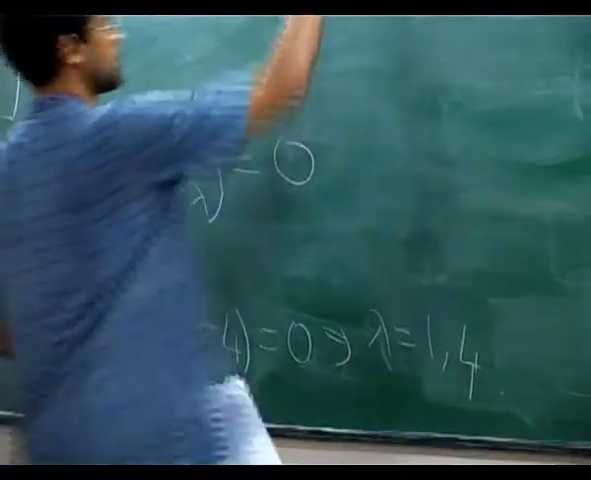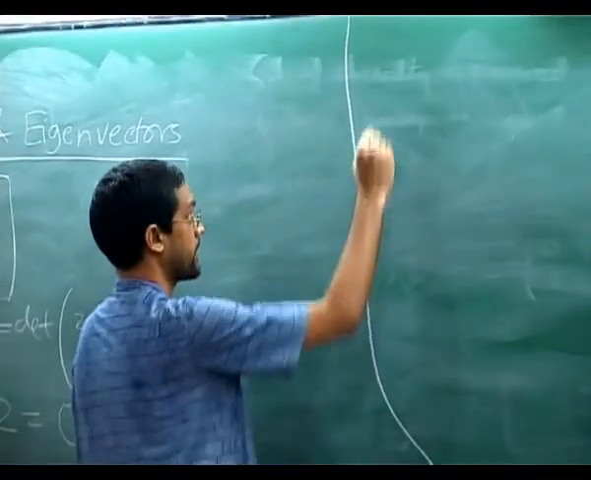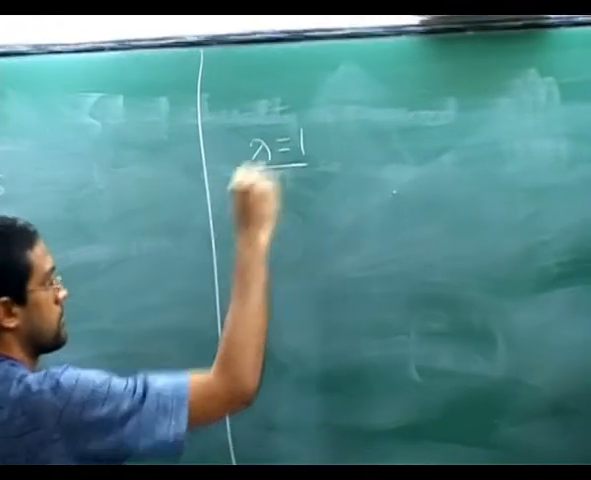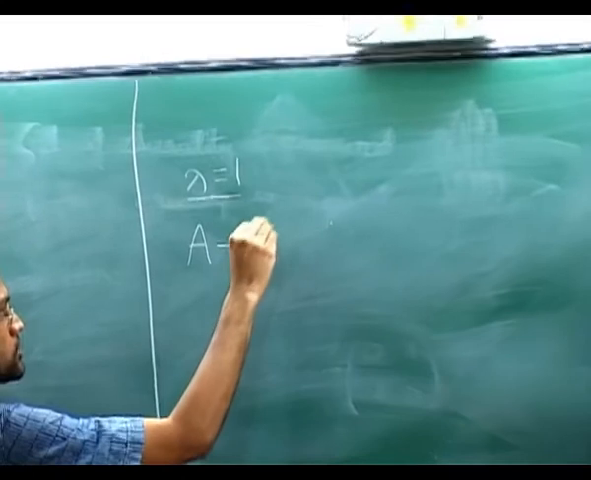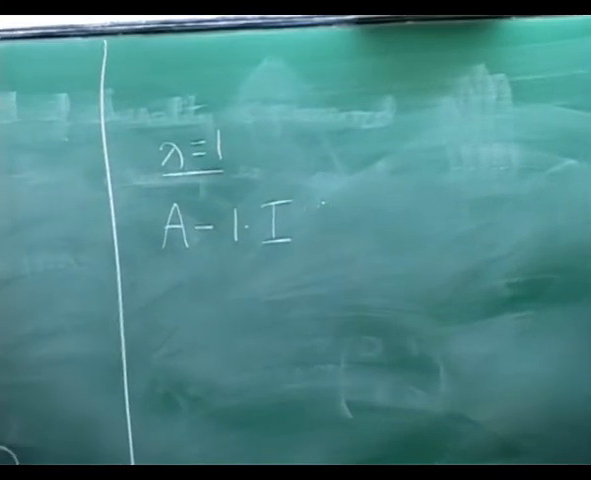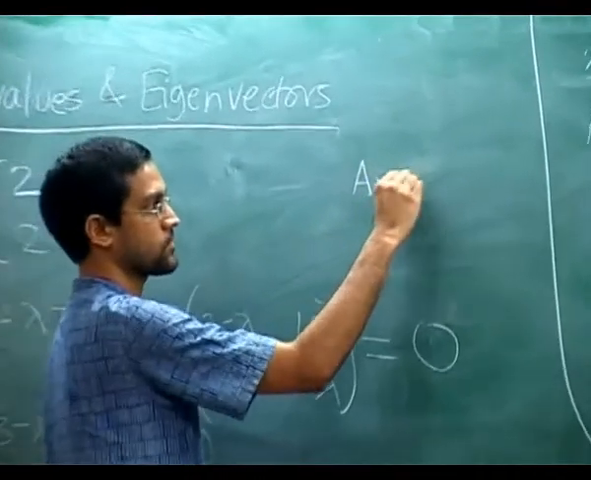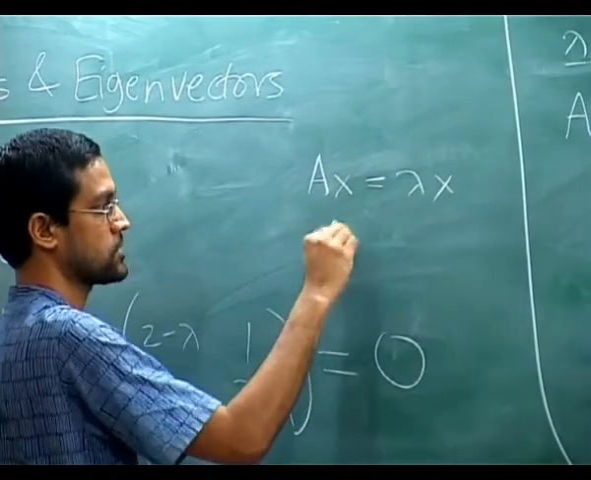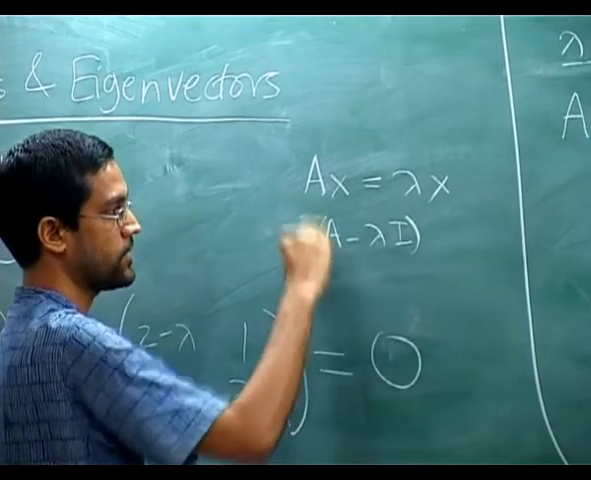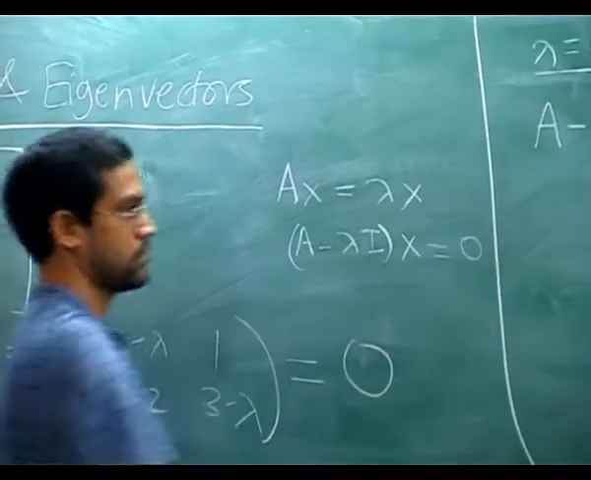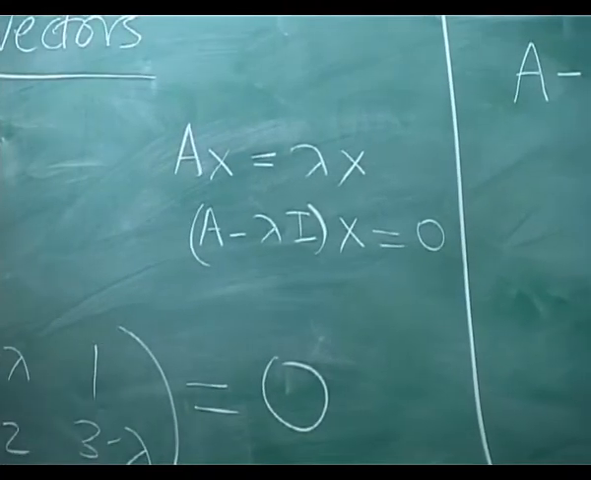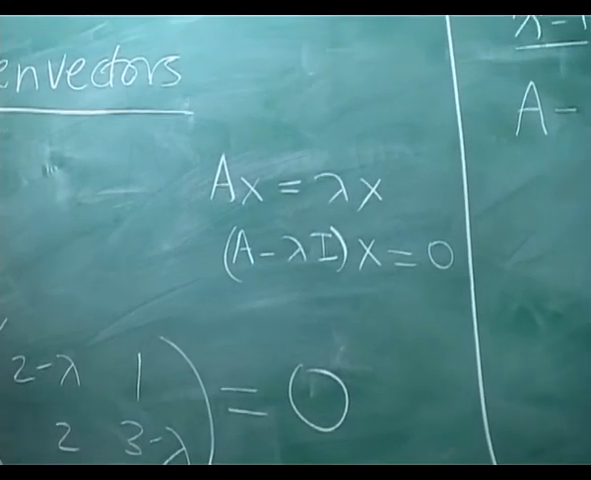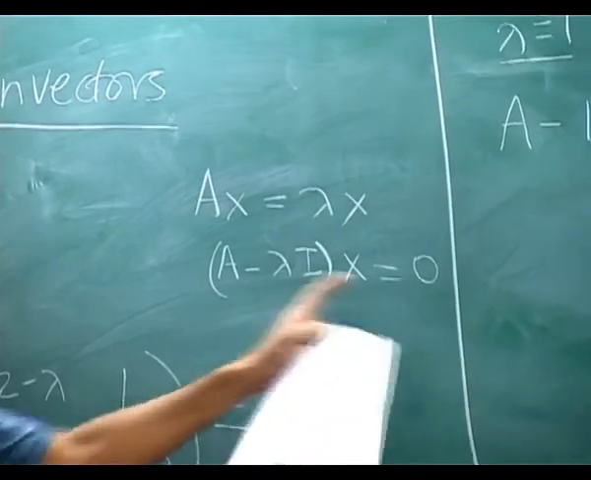So for example, if we take lambda equal to 1, we look at A minus lambda times identity. So lambda is 1 times identity, right? An eigenvector by definition is something which satisfies Ax equals lambda x, or in other words, A minus lambda times identity should kill that vector x, right? So we are finding vectors which are in the null space of A minus lambda times identity. So let's solve this equation.